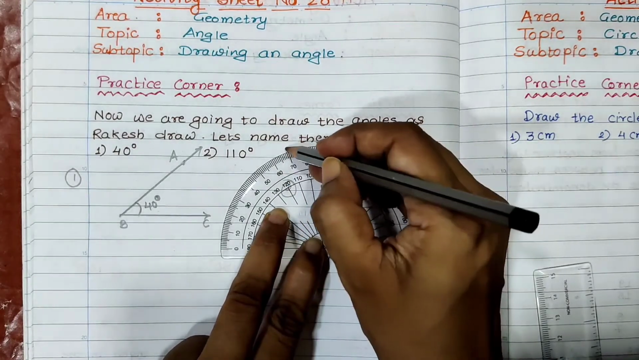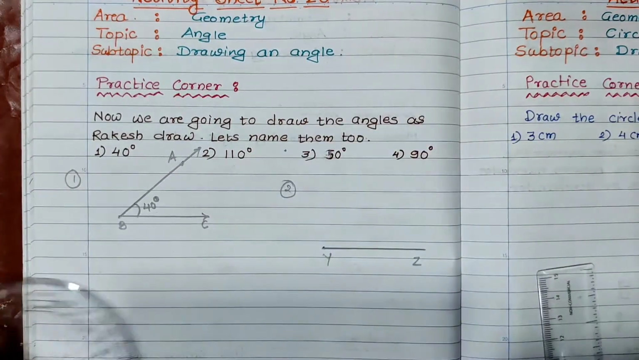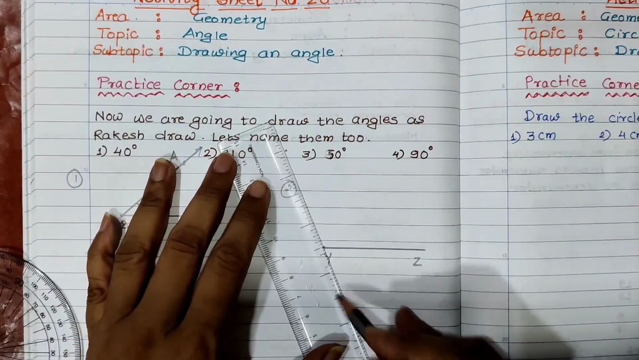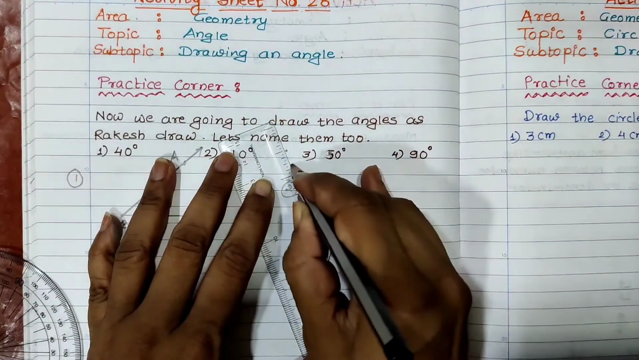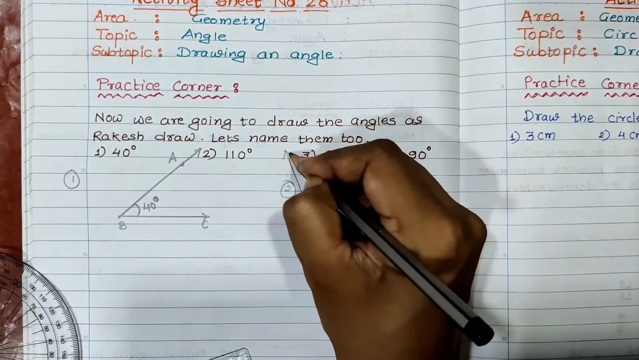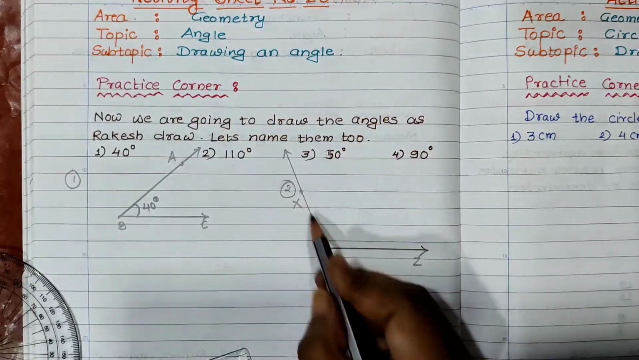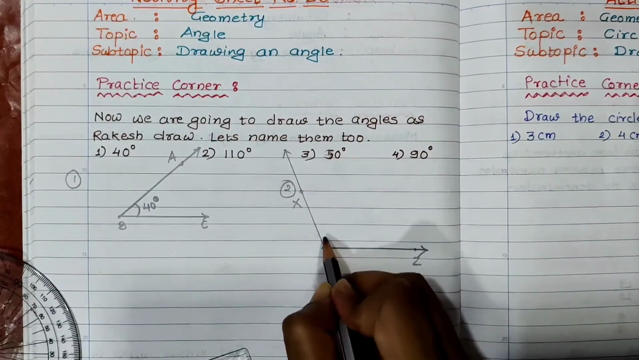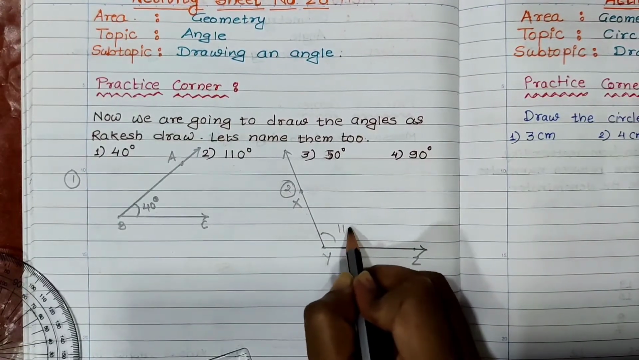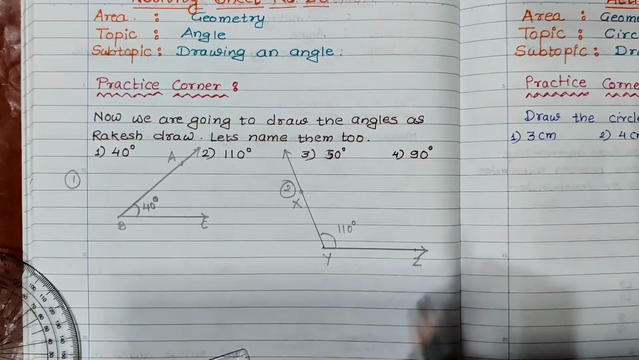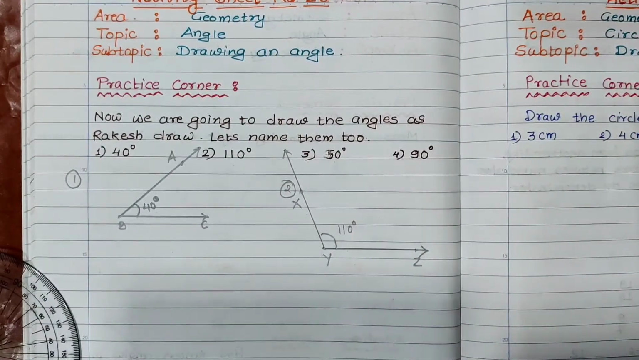So we put a point at 110 here. Then we can join it with point Y. Okay, in this way we can join. This may be point X. XYZ is 110 degree. Now we have to draw an angle of 50 degree.